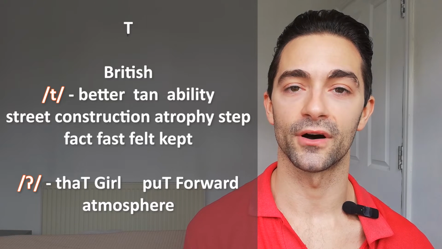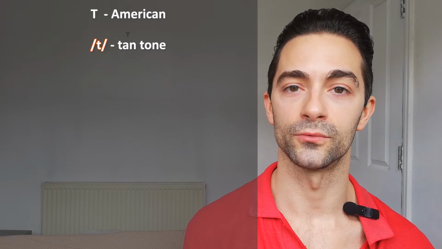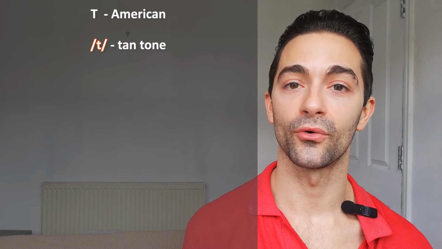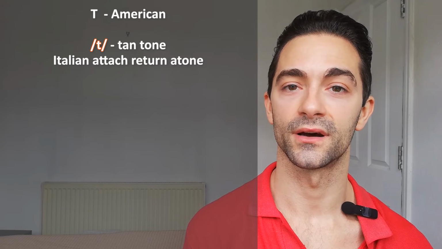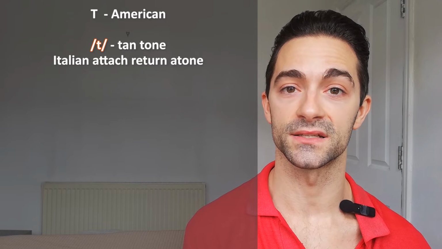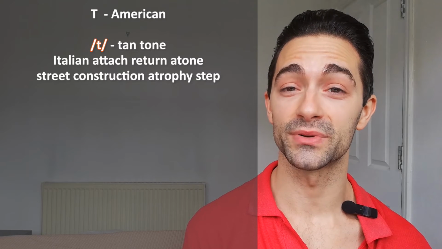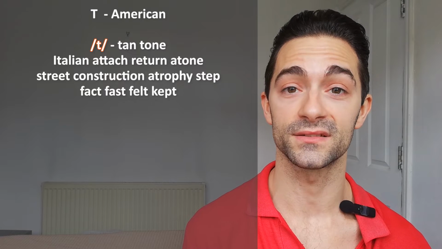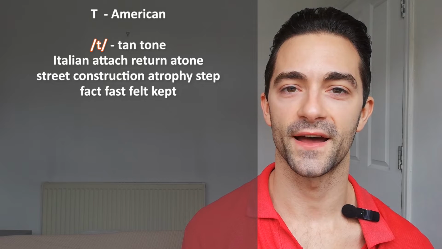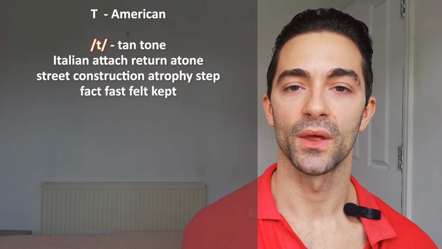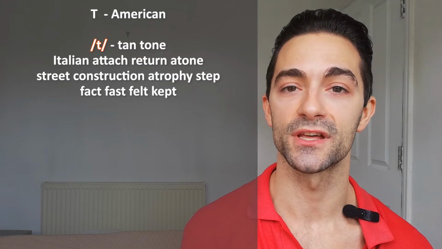In American, you have a full T when T appears at the beginning of a word. Tone, tan. When it's before a stressed vowel. Italian, attach, return, atone. In the consonant clusters from before, str, st, and tr. And in final position when it's part of these consonant clusters. Felt, kept, fast, fact. We pronounce it as d when T appears between vowels and the second one is unstressed.